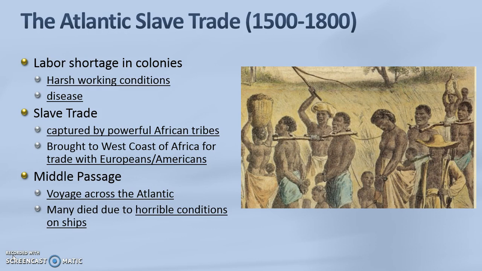The voyage that they took from Africa to the colonies is known as the Middle Passage. During this journey, many died due to the horrible conditions on the ships. They were crammed in, as many as they could fit. They were not fed, they were not taken care of, they didn't have enough space to move around, and a lot of them contracted diseases as a result of the conditions on the ship, and as they died, their bodies were thrown overboard and dumped into the Atlantic Ocean.